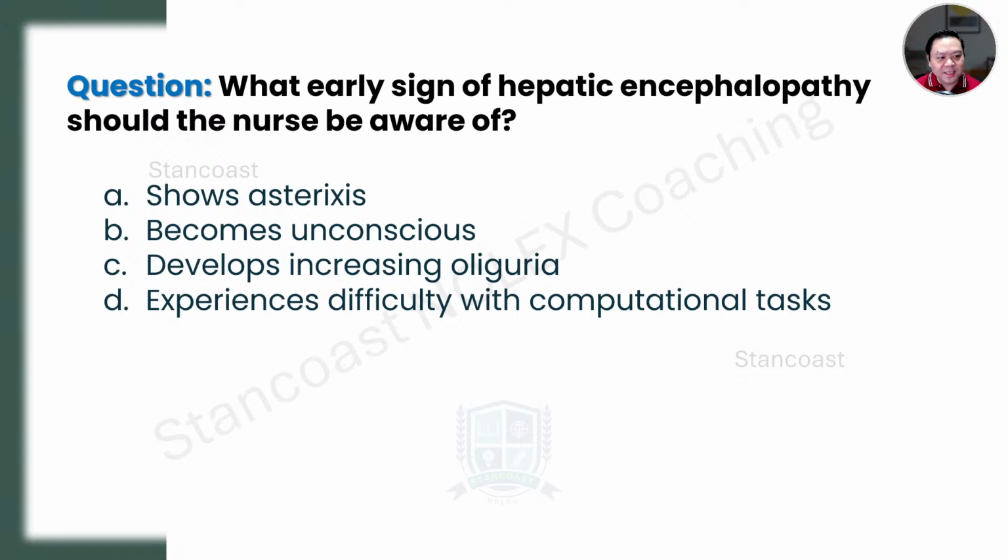All right. The correct answer here would be letter D, experiences difficulty with computational tasks. This is the early indicator of hepatic encephalopathy. This is what we call grade 1. The other grade 1 manifestations of hepatic encephalopathy would be shorter attention span.